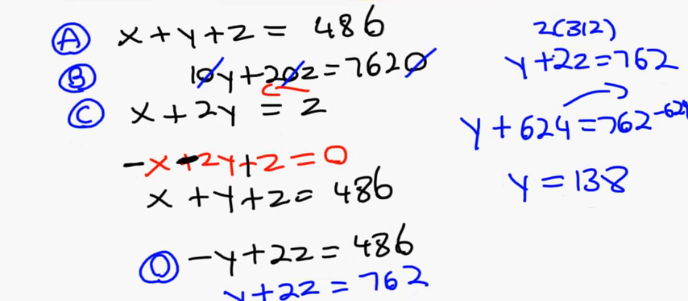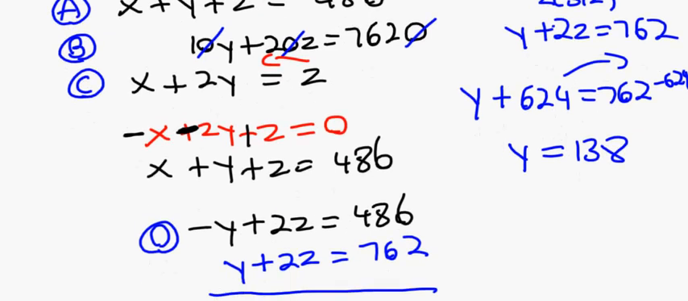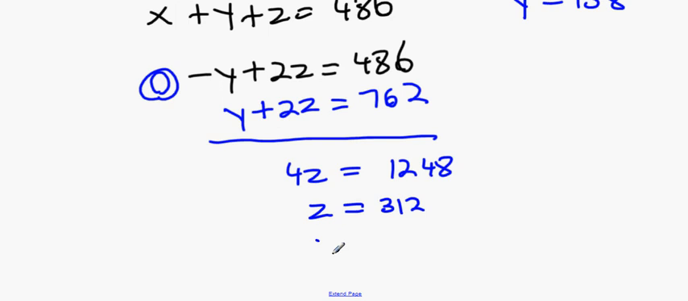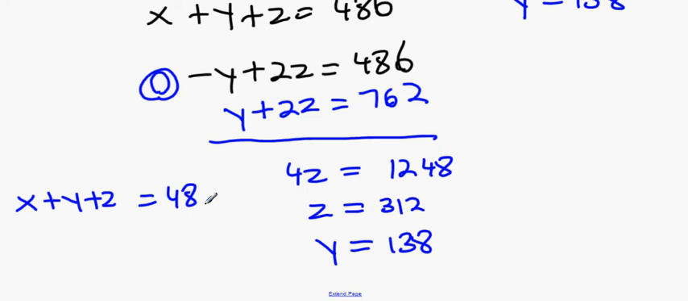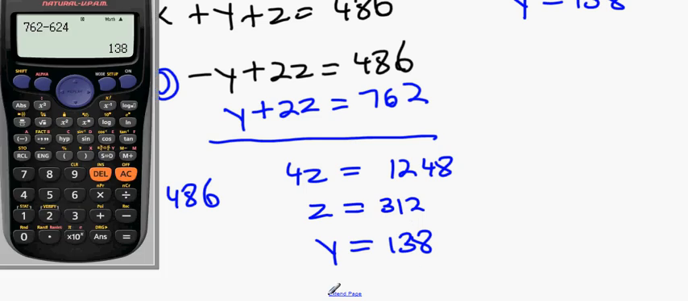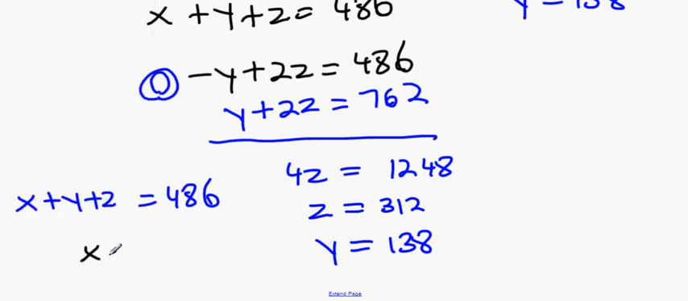Now finally, we have to figure out what x is. So y is 138, and then we have to find out the number of committee students. Now we know x plus y plus z has to equal 486. So what we can do here is just take away both numbers from 486. So we can do 486 minus 312 minus 138, and the number of committee students x is 36.